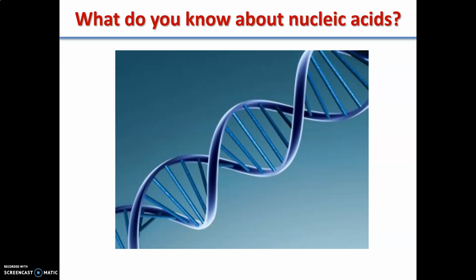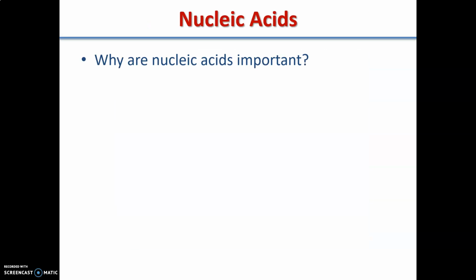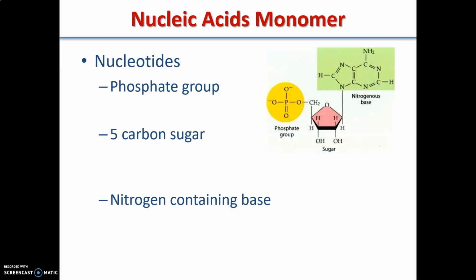The fourth type of macromolecule are the nucleic acids. And what do you know about them? Well, if you see this picture here, you should automatically say, hey, that double helix is DNA. So our nucleic acids are important because they make up the DNA. So DNA and RNA are the two classes. DNA stands for deoxyribonucleic acid, and RNA is ribonucleic acid.